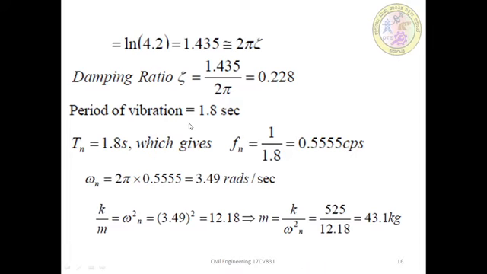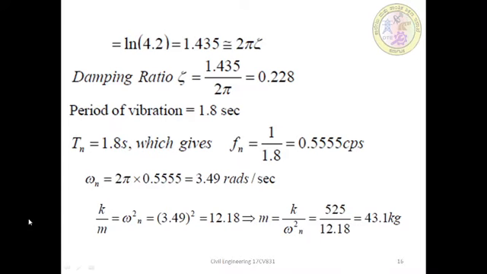And it is given that the period is 1.8 second, so the time period Tn is given. If Tn is 1.8 second, then the frequency is 1 by Tn, so you get 0.55 cycles per second.